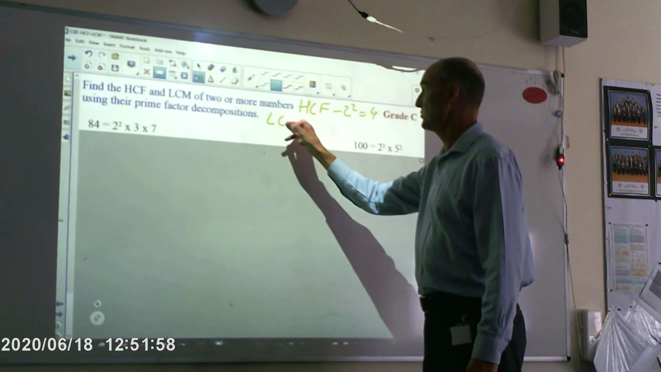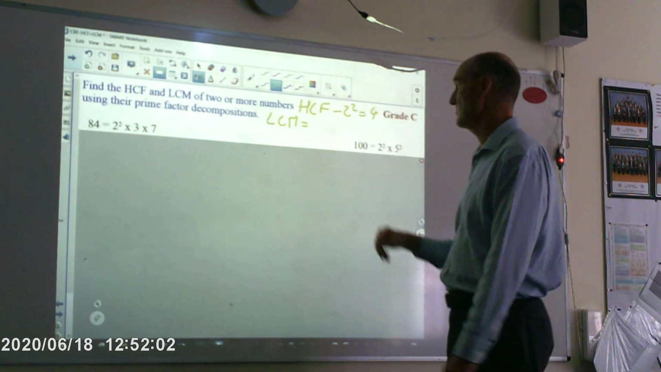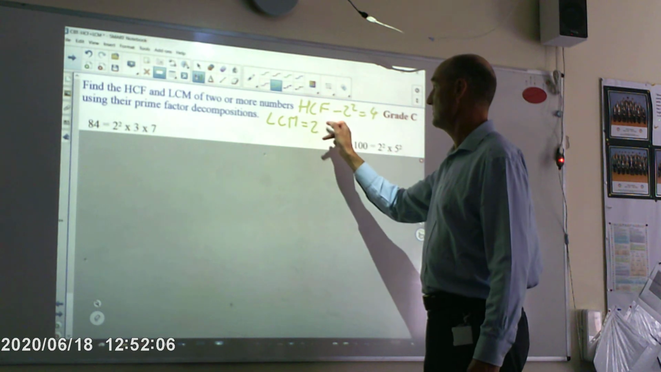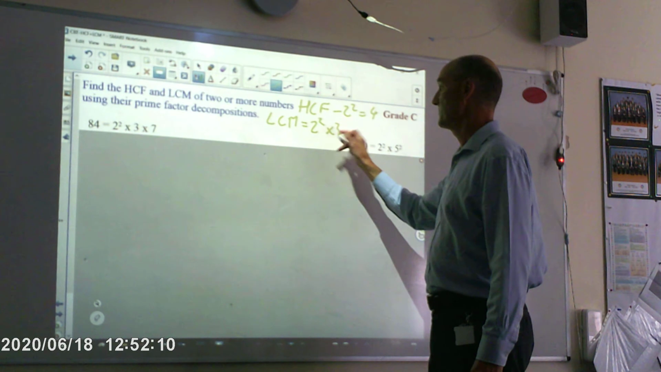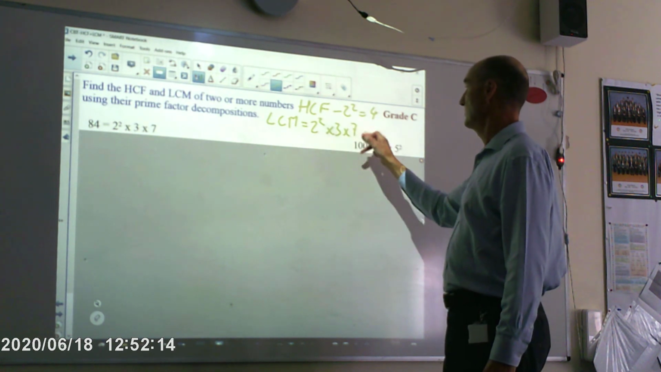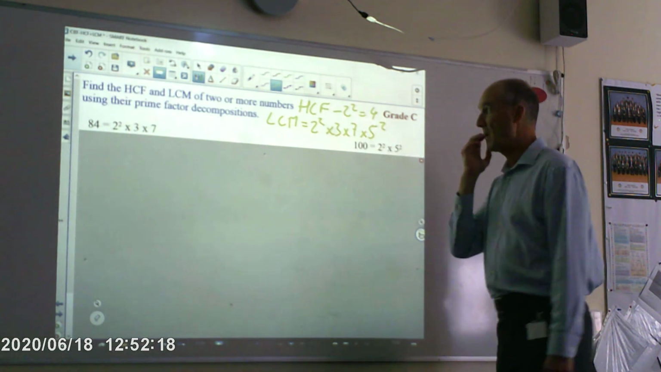Lowest common multiple, numbers that appear in either of the lists in their highest form. So 2's appear, so that's 2 squared. 3's appear, just a 3. 7 appears, just a 7. 5 appears, it's 5 squared. Okay?